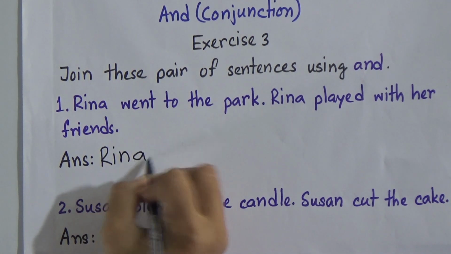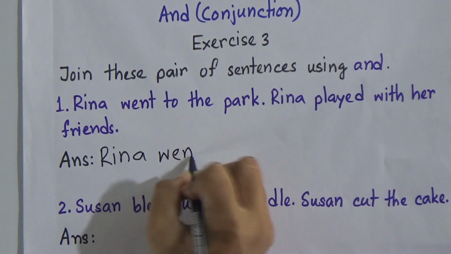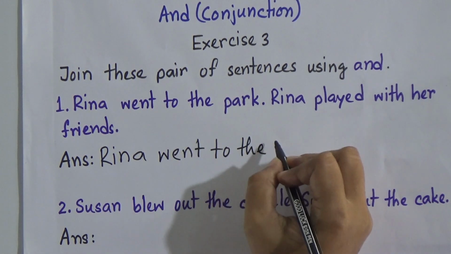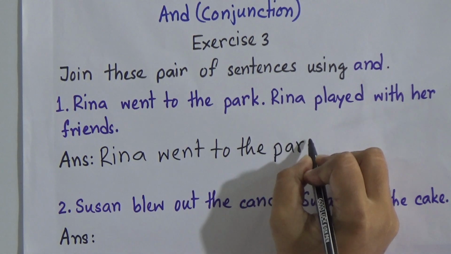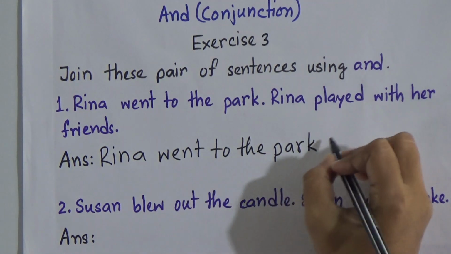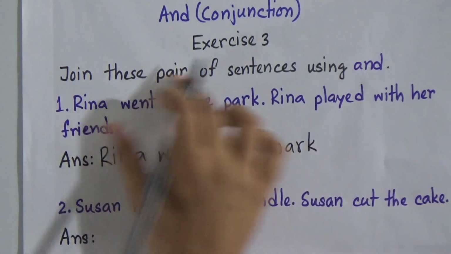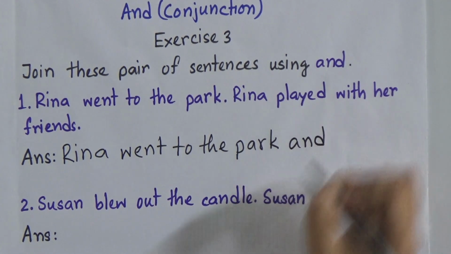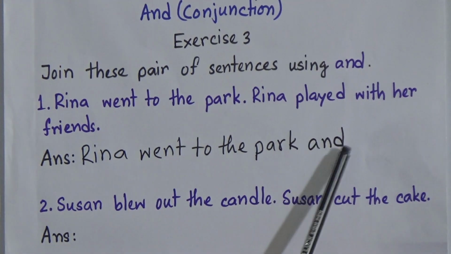Reena went to the park. So at first we will write the first sentence, then we will write "and" to join these two sentences instead of giving a full stop. Reena went to the park and.